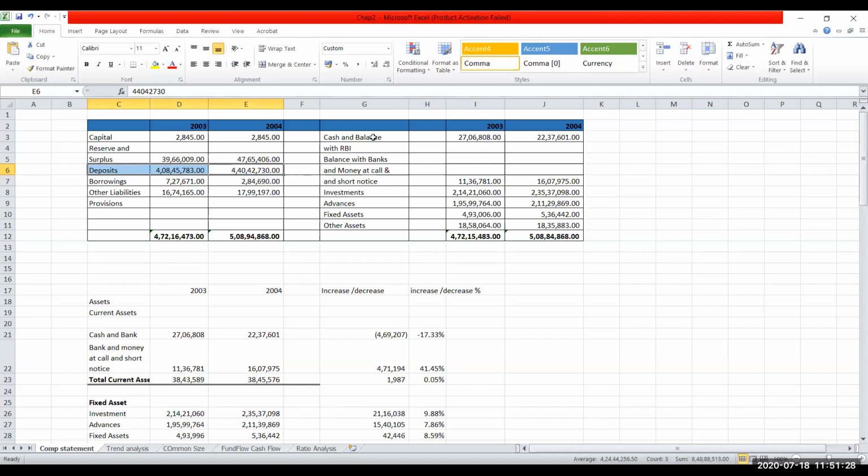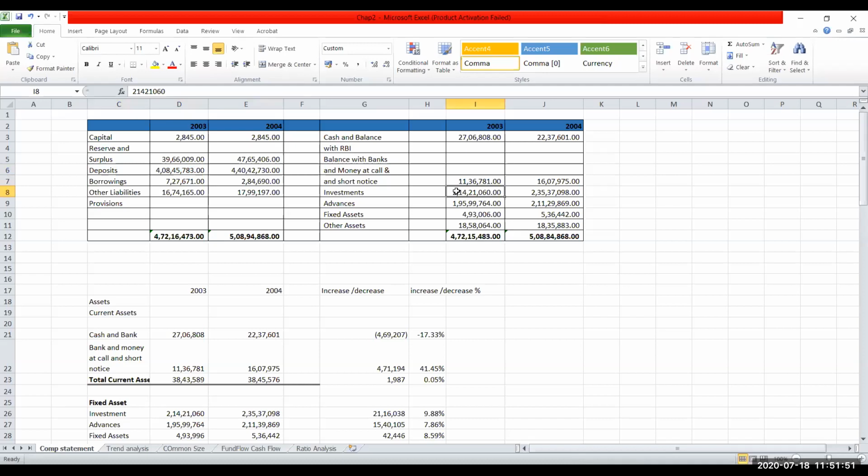If you go to the asset side of the balance sheet, it says cash and bank balance with RBI, and bank balance with other banks. So they are investing in RBI, and they're also investing in other banks. That is money at call and short notice, which is a very short period, and you can get the money back. It's a demand deposit, something like that. You also have the investments.